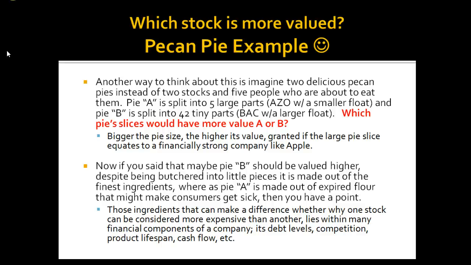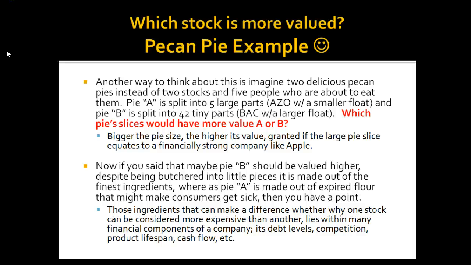So, let's say we got 2 stocks, okay? But in this example, we're going to have 2 different pies. So pie A is split into 5 large parts, in reference to it being the AutoZone with a smaller float. So a stock with a smaller float means it has less shares available, which means it has more of a value if you think about it, right? It has more value since there's less shares.